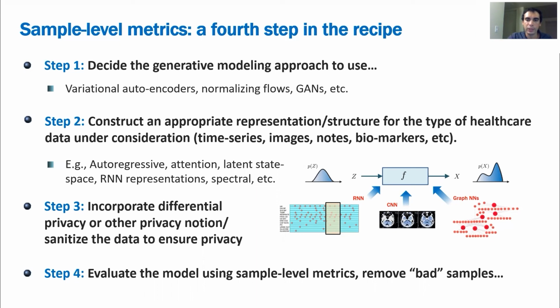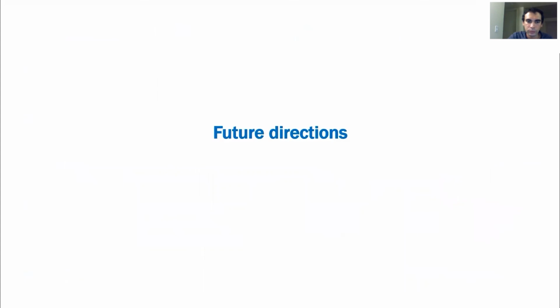And then after that, we also remove the bad samples generated by GANs. And by bad, I mean memorized samples or samples that are not precise. And that's because we can evaluate individual samples using precision and recall metrics. So now I hand the presentation to Mihaela to discuss future directions.